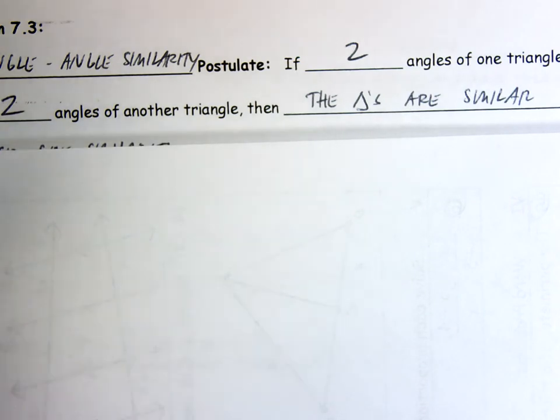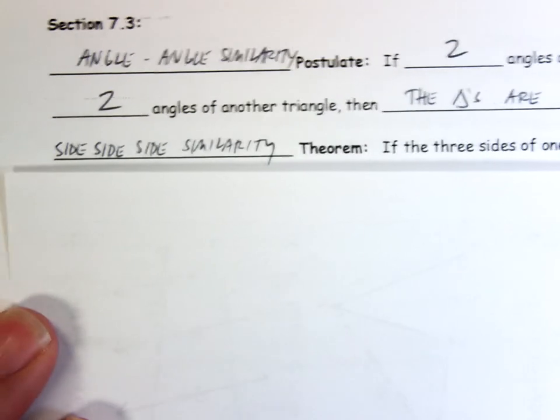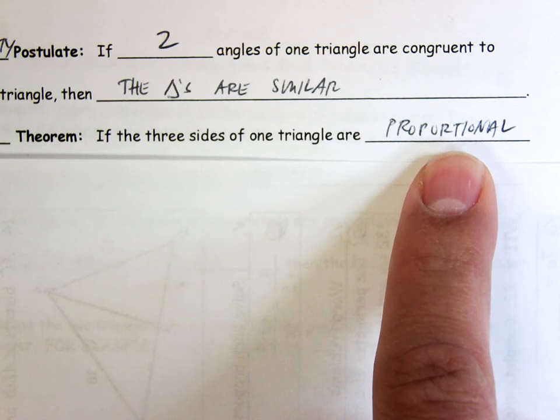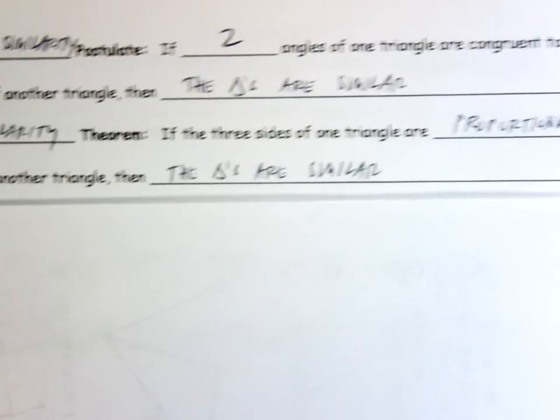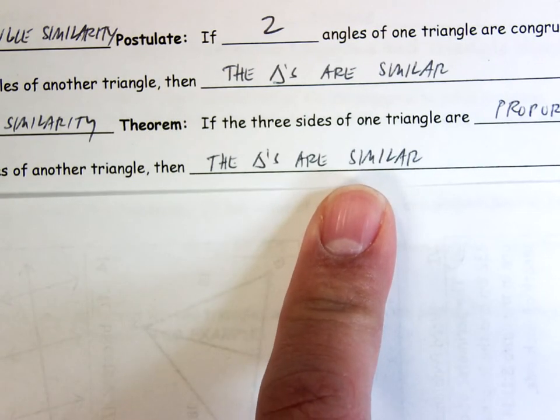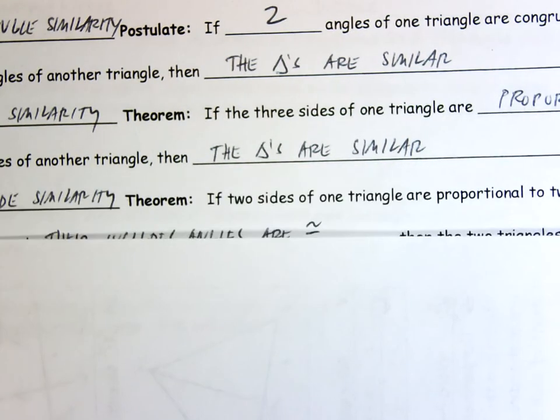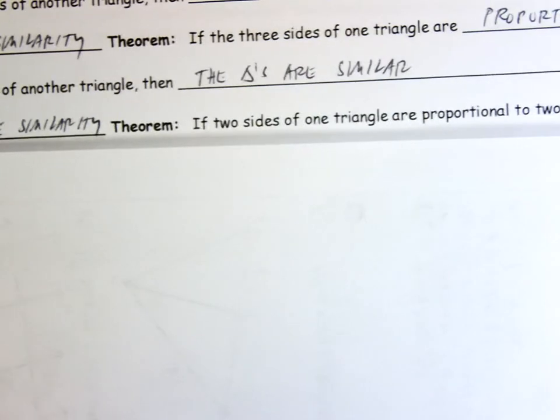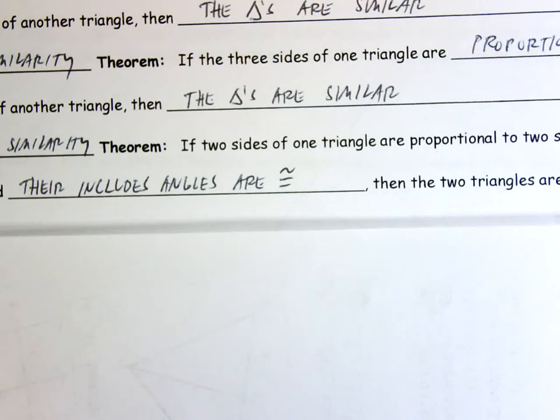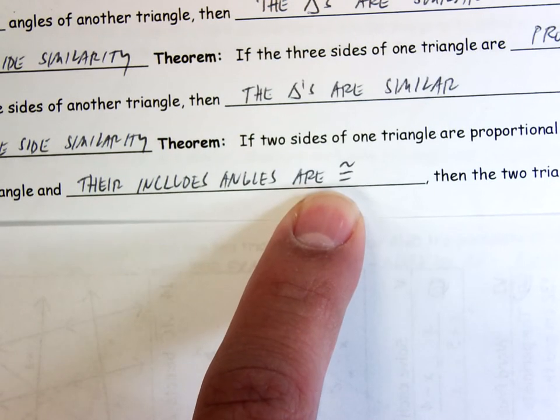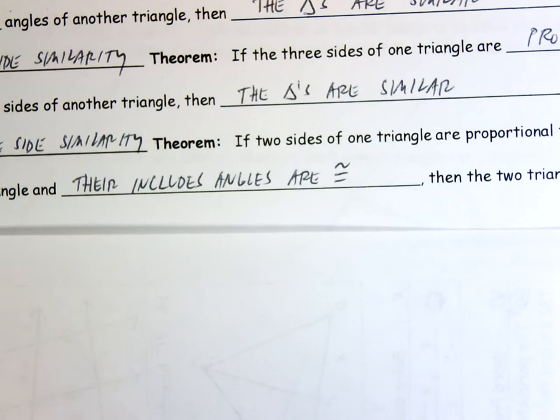All right, so again, these are little shortcuts that we can use. Side-side-side similarity. It says that three sides of one triangle are proportional, again, not congruent, proportional to the three sides of another triangle, then the triangles are similar. So this tells me I don't need to know anything about the angles. If I know all the sides are proportional, then I know the triangles are similar. And the last one, side-angle-side similarity. If two sides of one triangle are proportional to two sides of another triangle and their included angles are congruent, the angles in between the two sides, then the two triangles are similar.